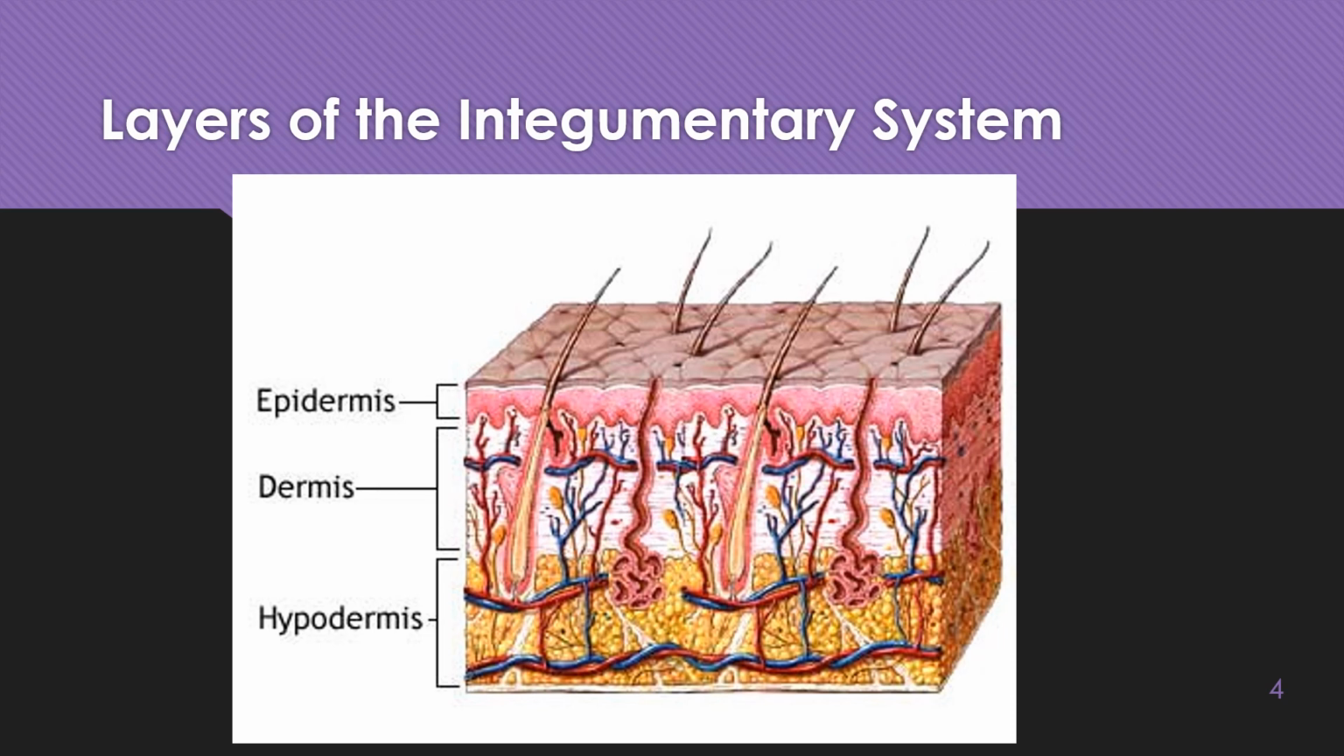Underneath the hypodermis, we also have a deep fascia layer, and then under that deep fascia layer, which is made of connective tissue, our muscles will lie underneath of that.